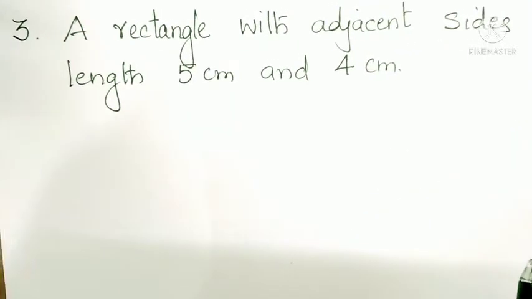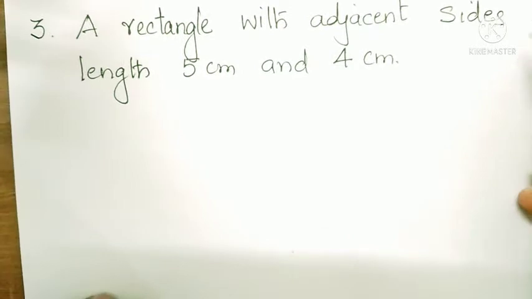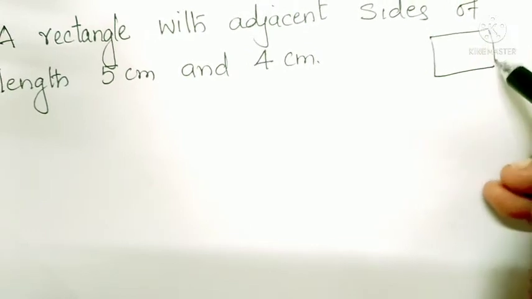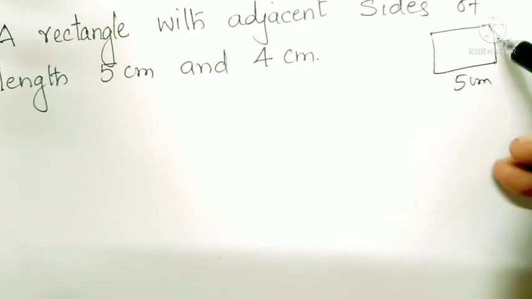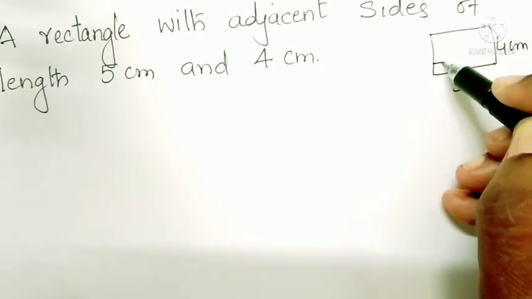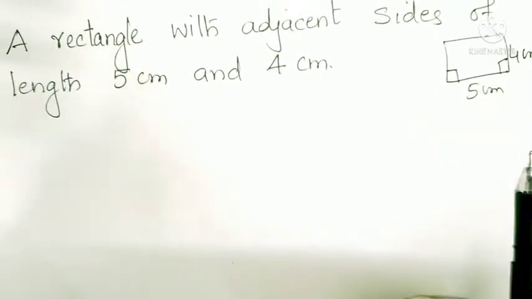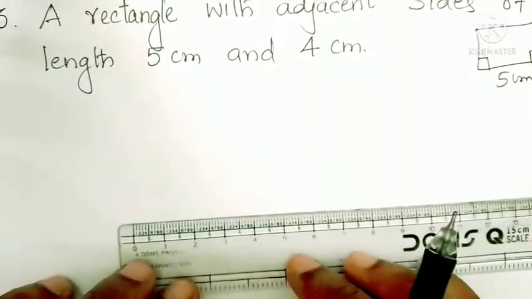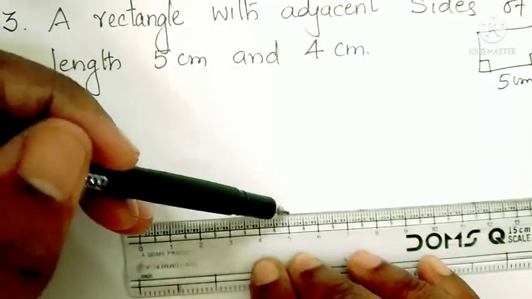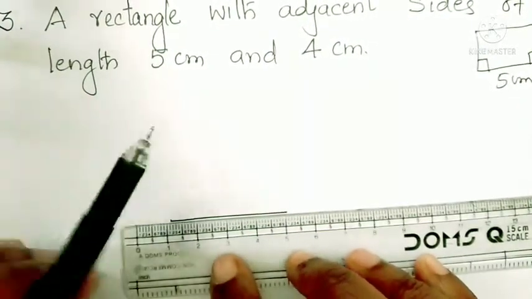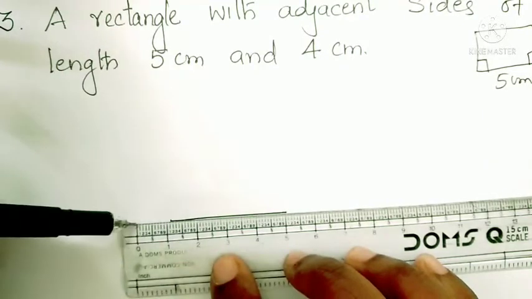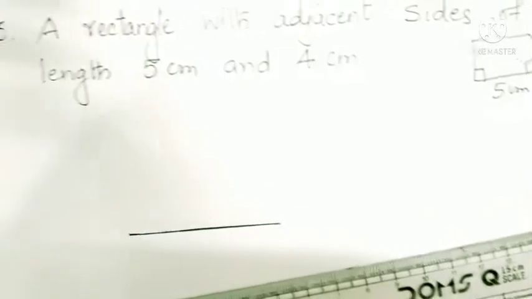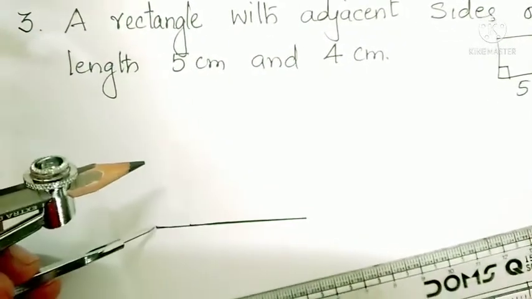The next one is a rectangle with adjacent sides of length 5 and 4. So first draw a rough diagram. 5 centimeter length and 4 centimeter breadth. And for rectangle also, all the angles are 90 degree. So first thing is draw a line segment of 5 centimeter. After drawing the line segment, make 90 degree.